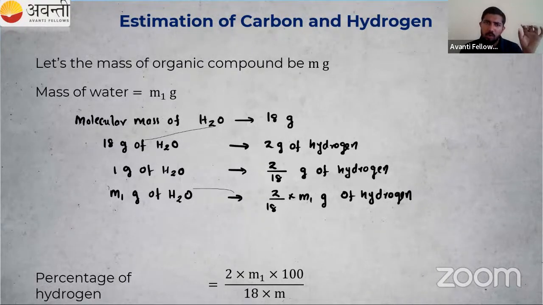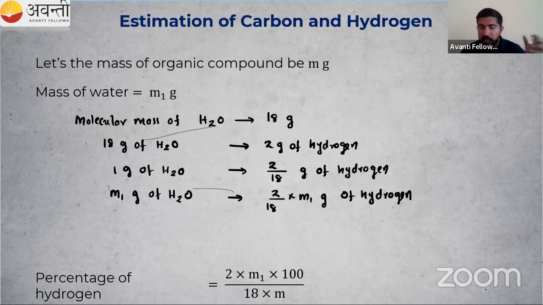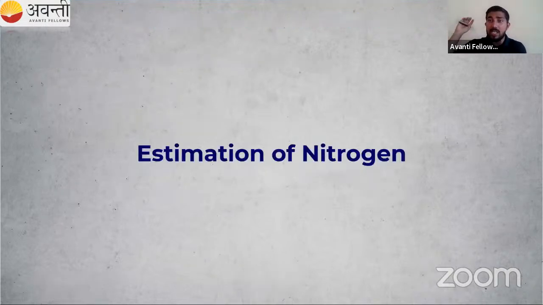It is very simple. You can follow this method, but during the final exam, you have to remember the equation. So you have to take a piece of paper after the class and write the percentage of hydrogen. What is the equation? 2 into M1 into 100 divided by 18 into M. So how to calculate the percentage of carbon? You have to write it in a single sheet. Then it is done. During exam time, you just revise that. Okay, then carbon and hydrogen are done.